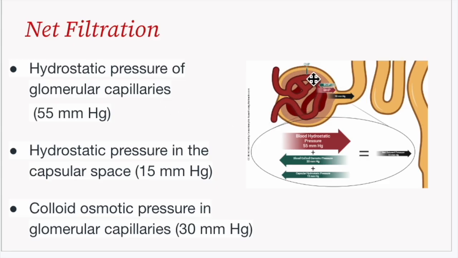But the filtrate doesn't have any proteins in it, so those capillaries have a lot of those plasma proteins left in them, and so remember back to the colloid osmotic pressure. That's the pull of the proteins in the capillaries on the fluid that's in the capsule. And so that pull is 30 millimeters of mercury.